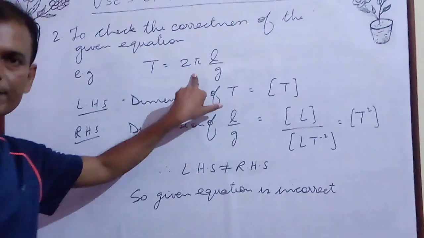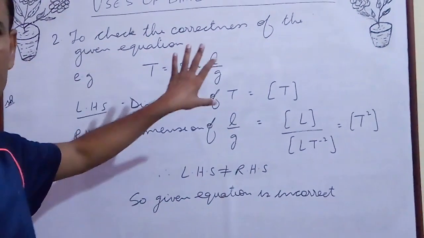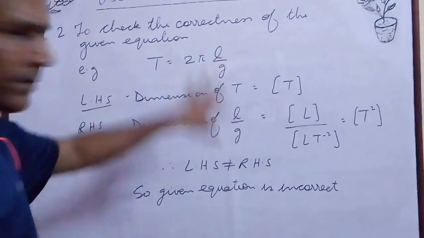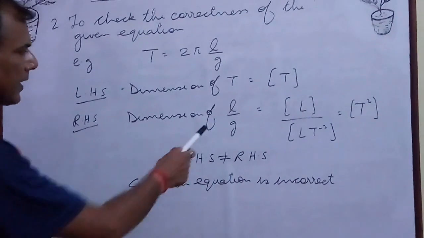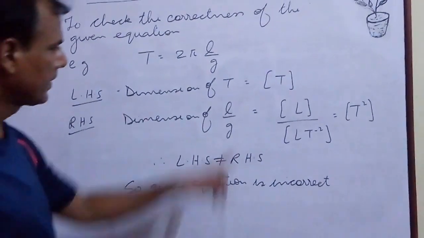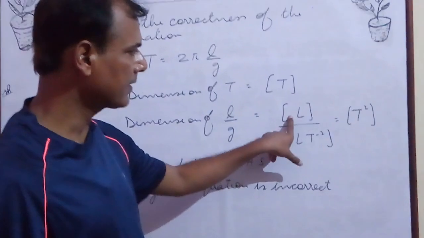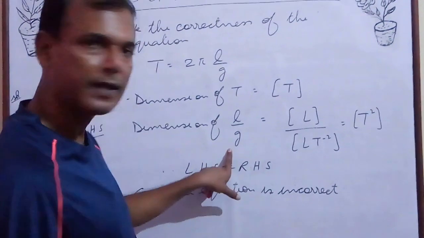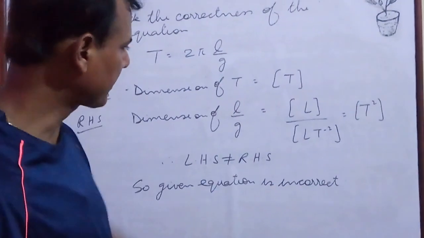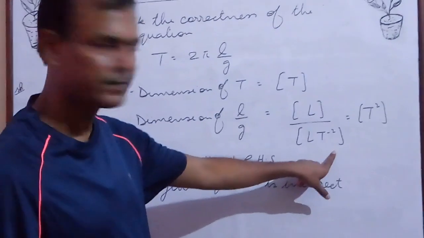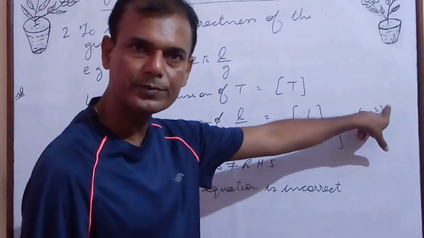2π is a constant, and constants have no dimensions. So in RHS, the dimension of L upon g. L is length, and the dimension of length is L, and g is acceleration due to gravity. So the dimension is LT^-2. So finally we get T squared, T^2.